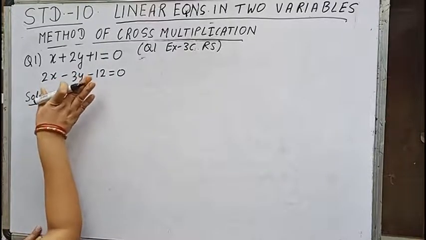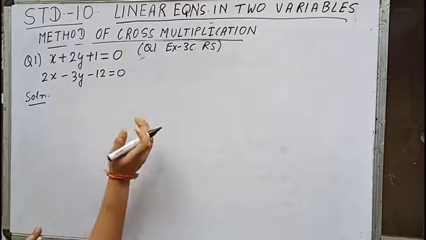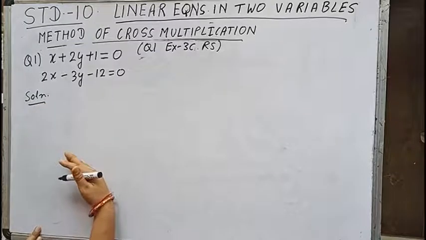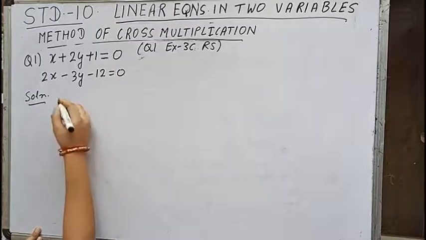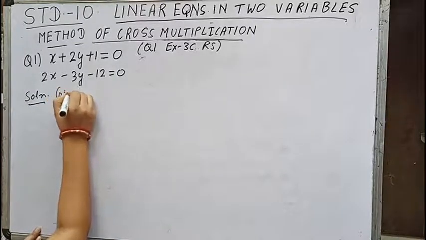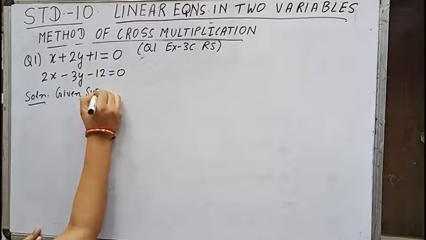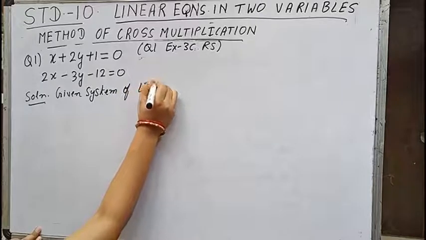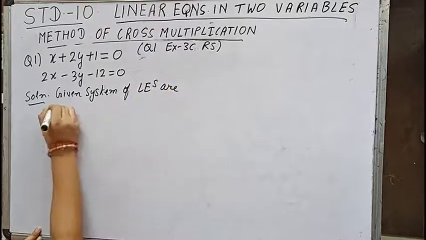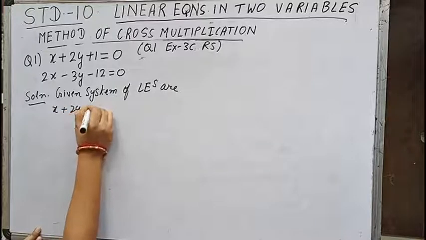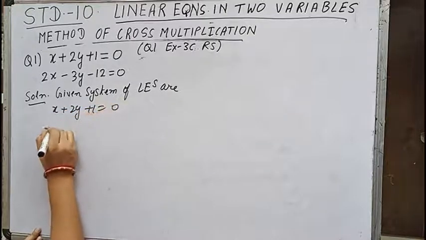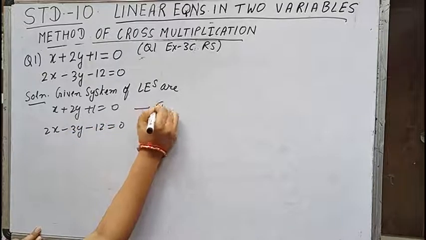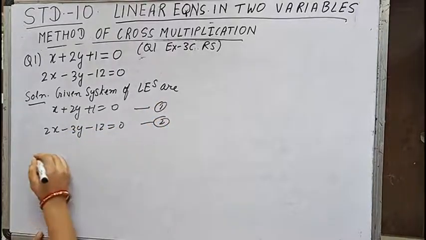In the solution part, first you will write the given system of linear equations are. You will copy it down. Most of the students, they start directly with the solution. It is the wrong method of starting the solution. Given system of linear equations are x plus 2y plus 1 equals to 0 and 2x minus 3y minus 12 equals to 0. Make it equation number 1 and this one as 2.